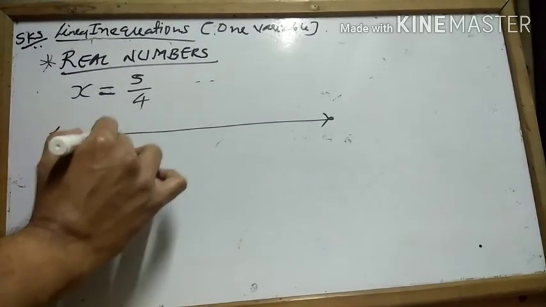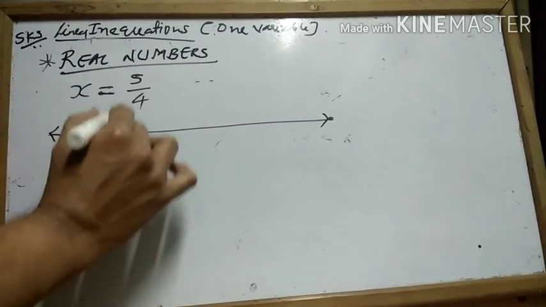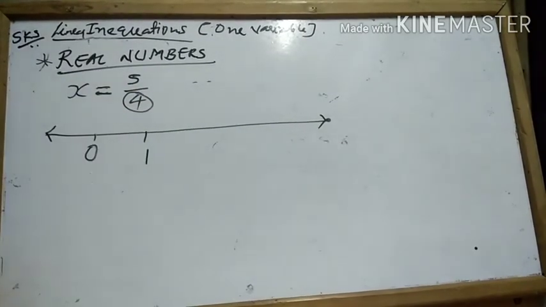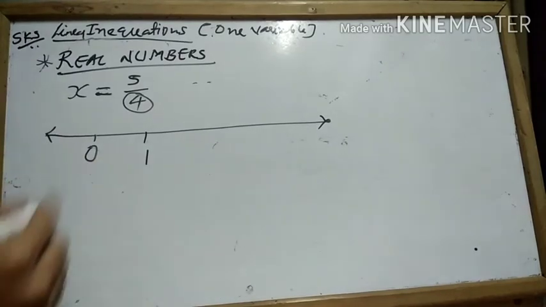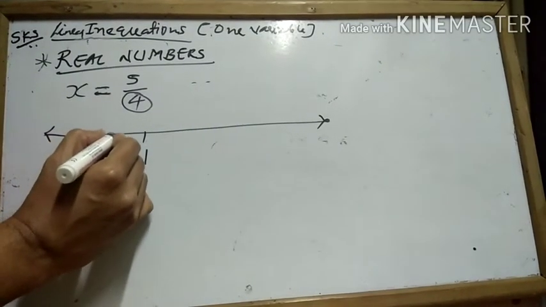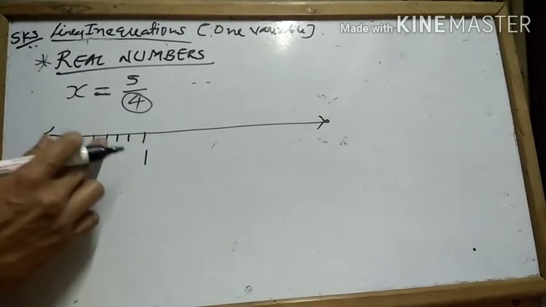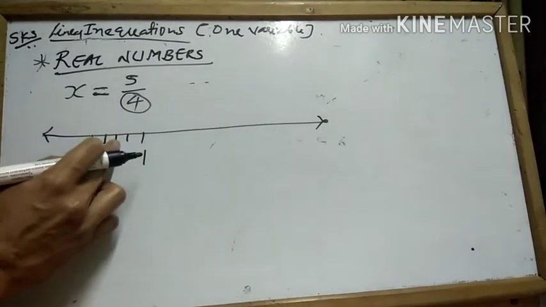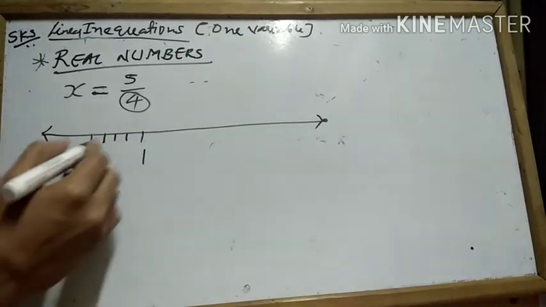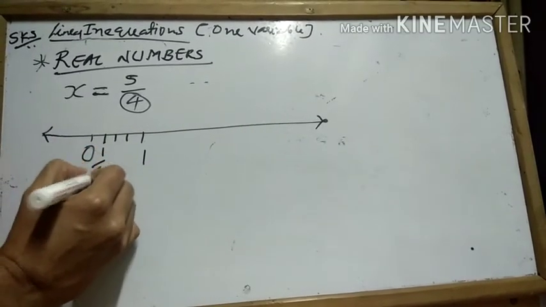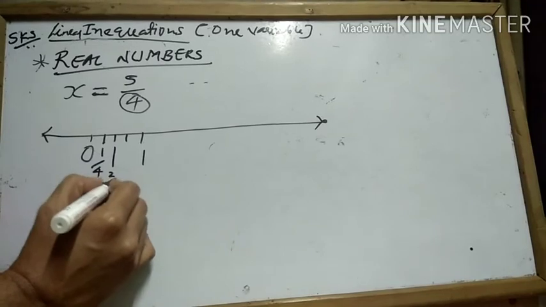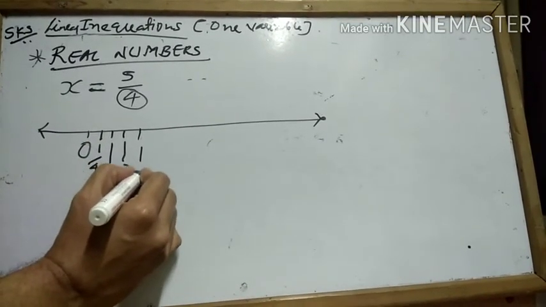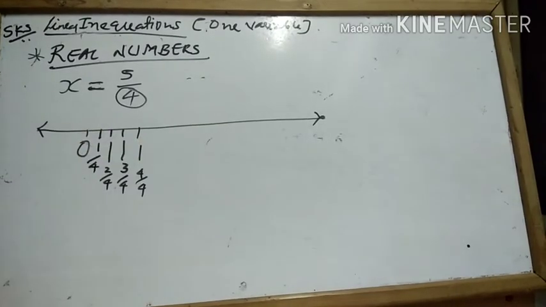Say for example, I am having 0 here, then I will have 1, but as the denominator is 4, 0 to 1 will be divided into 4 equal parts. When I mark 3 numbers here, it is divided into 4 parts. This number will represent 1 upon 4, this number 2 upon 4, this number 3 upon 4, and this number represents 4 upon 4, which is nothing else but 1.